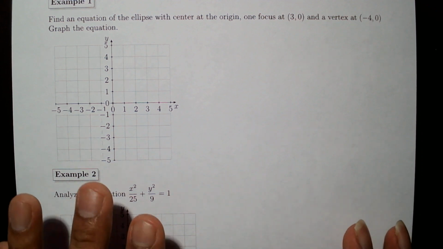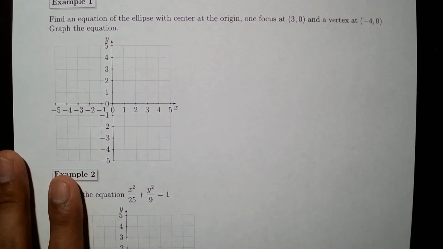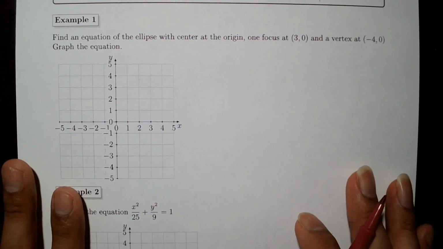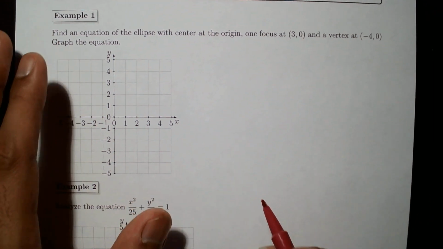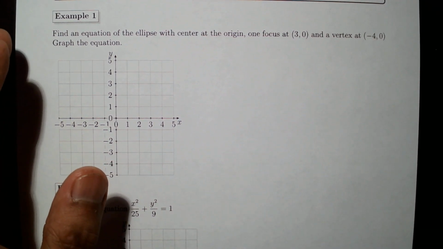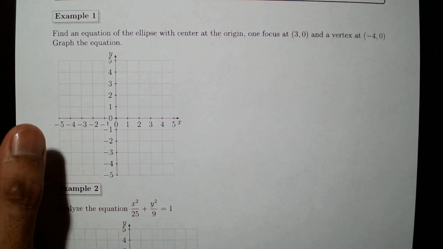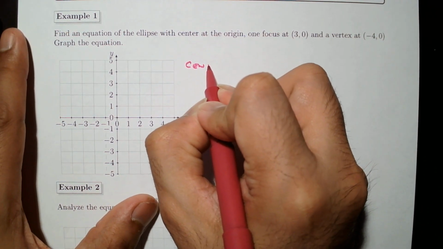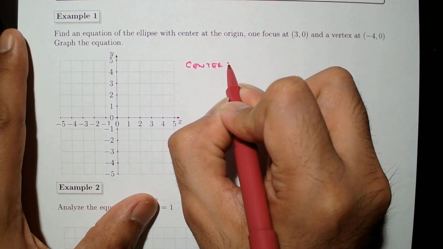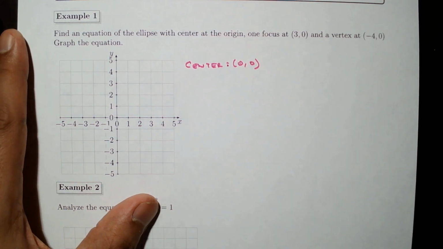Find the equation of the ellipse with center at the origin, one focus at (3, 0) and a vertex at (-4, 0). Then graph the equation. What are we going to do here? When we find the equation and also analyze, we need to write pretty much all the information related to it. So, for example, center. The center is the origin.